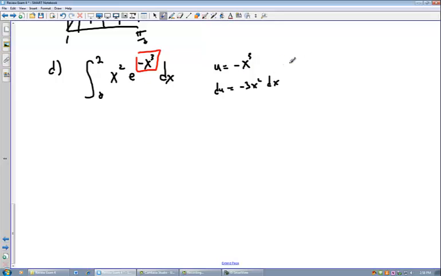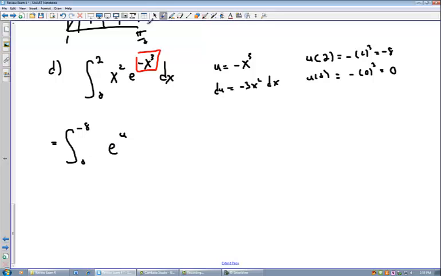And I'm even going to change my limits of integration. Since it's a definite integral, this is the new part, right? So u of 2 is equal to negative 2 cubed, which is negative 8. And u of 0 is equal to negative 0 cubed, which is negative 0, which is just 0. And so this is going to equal the integral from 0 to negative 8. Remember, the limits stay in order, so the 2 became a negative 8, so that's a negative 8 on top. The 0 stays 0, so that's still 0 on the bottom. And I have e to the u.